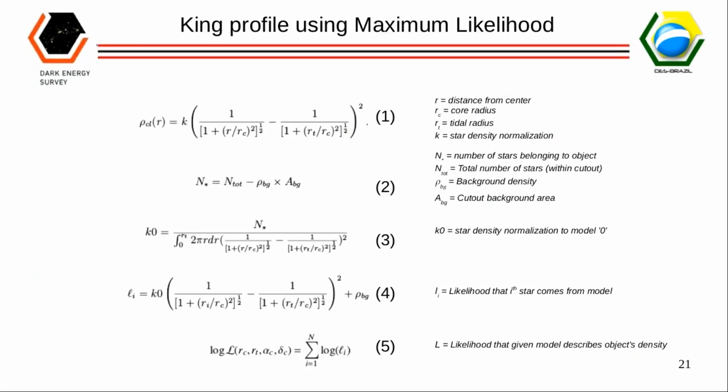So we use the King profile to determine the structural parameters for these clusters. We determine the center, the core radius, and the tidal radius. In a short way, we determine the star counts, the overdensity, the member stars. After that we determine the key parameter that is related to the density of the cluster, and in a likelihood approach, we determine the best set of structural parameters for that overdensity. Here I present an example for a cluster.